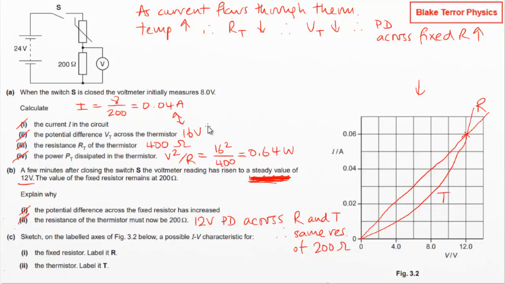So you want to get it at a thermal equilibrium in order to be able to say something about the IV characteristic. When it's sitting here at 16 volts with 0.04 amps, well, that isn't representative of how it actually behaves, because these values are immediately going off and changing. So we don't want to be using these. We want to take the steady state values when it's at 12 volts with the 0.06 amps. So don't get caught out with those.